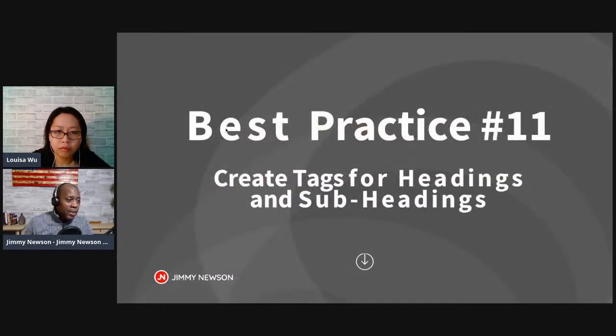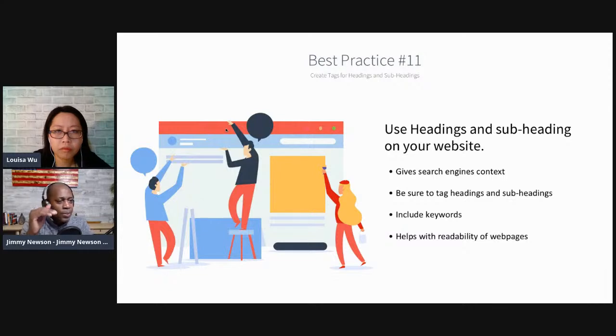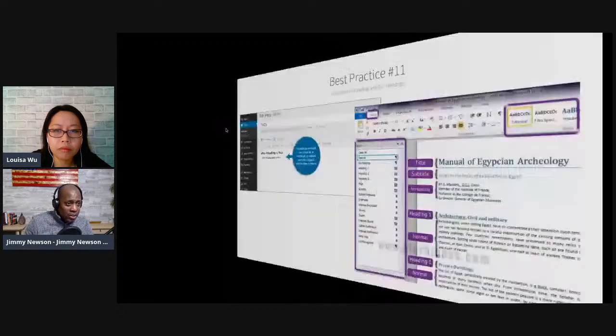Okay. Number 11, this is still more on-site stuff: H1 headers and H2 headers. This is how you break up the content so you don't have huge blocks of text on your website. Nobody wants to read huge blocks of text. People like to scan things. So you need to break that text up into headers and subheaders, almost like an outline. So it gives the search engine a better opportunity to read it, so you can optimize them for H1s and H2s. Be sure to tag the headings, include keywords, and it helps with readability of the website. So I'll show you what that looks like.